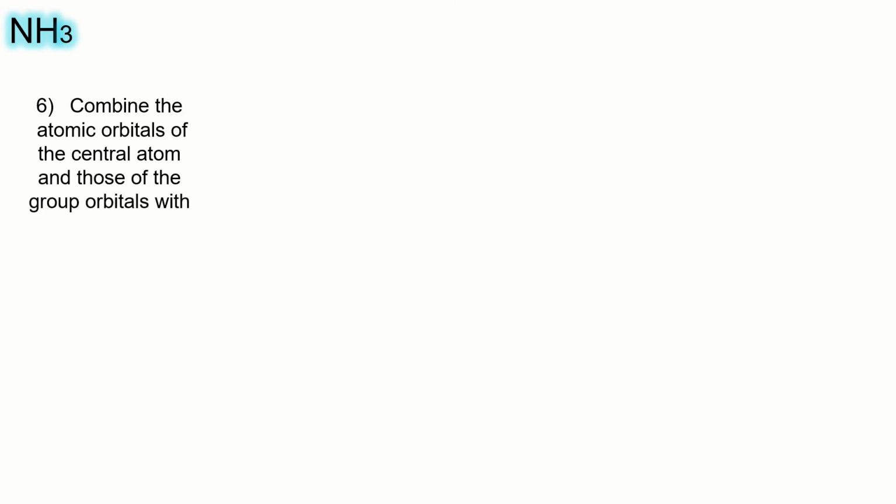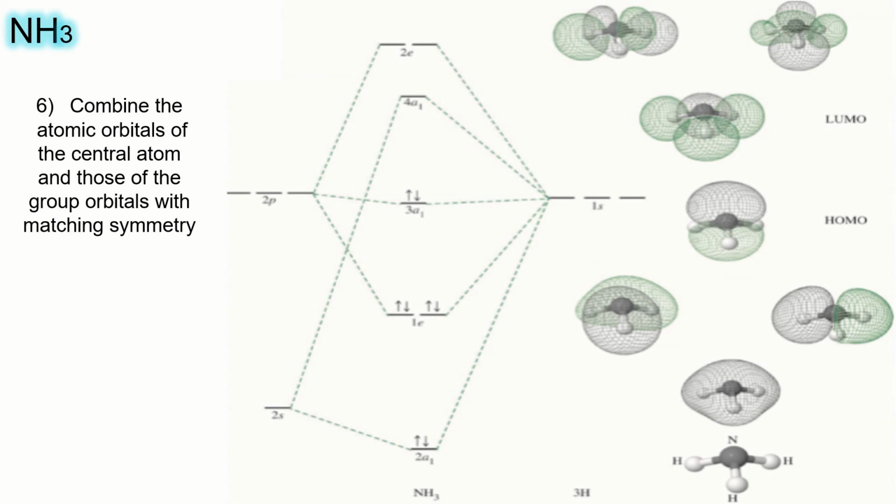So now we are almost done with the diagram. All we need to do is combine the atomic orbitals of the central atom and those of the group orbitals with matching symmetry. And this is the diagram we would obtain.